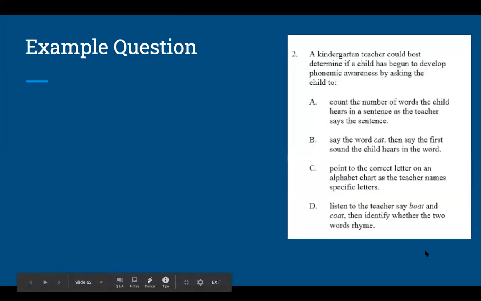So then just an example question really fast. The question says, a kindergarten teacher could best determine if a child has begun to develop phonemic awareness by asking the child to A, count the number of words the child hears in a sentence as the teacher says the sentence. B, say the word cat, then say the first sound the child hears in the word. C, point to the correct letter on an alphabet chart as the teacher names specific letters. Or D, listen to the teacher say boat and coat and identify whether the two words rhyme.